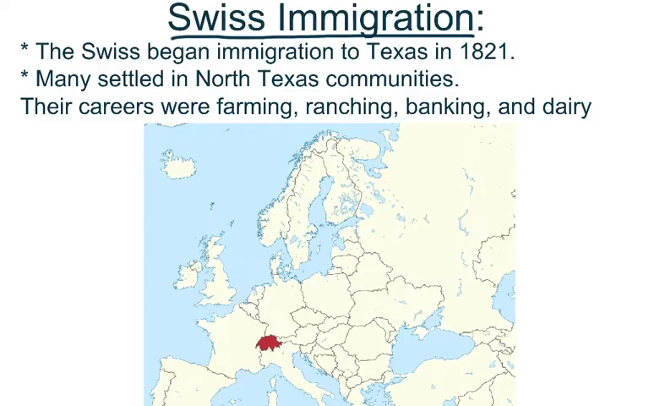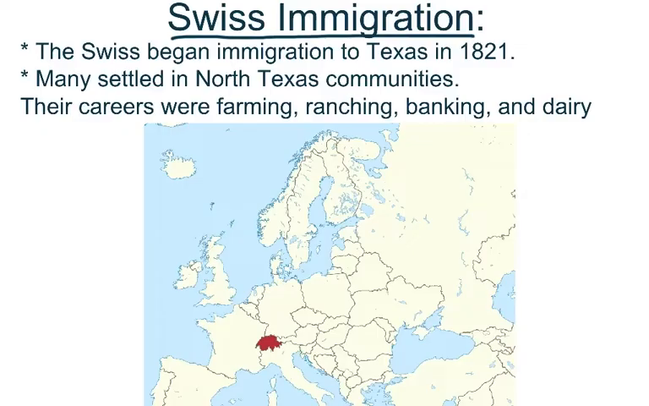Next, we're going to be talking about Swiss immigration. Here is the country of Switzerland, which is kind of small there on the European map. Now, the Swiss began immigrating to Texas in the year 1821, the same year that Mexico had won its independence from Spain. Many of the Swiss families that came settled in North Texas communities.